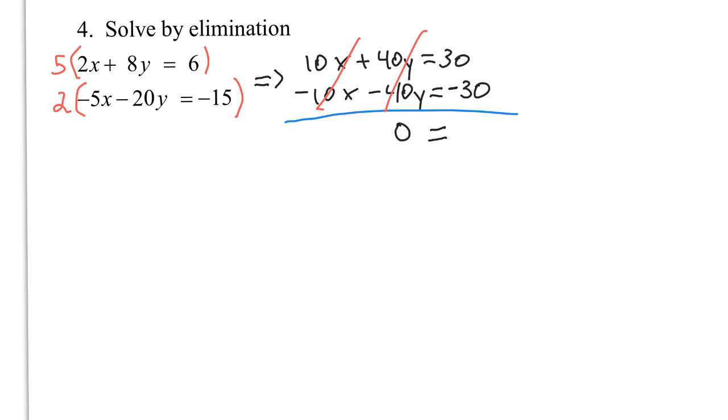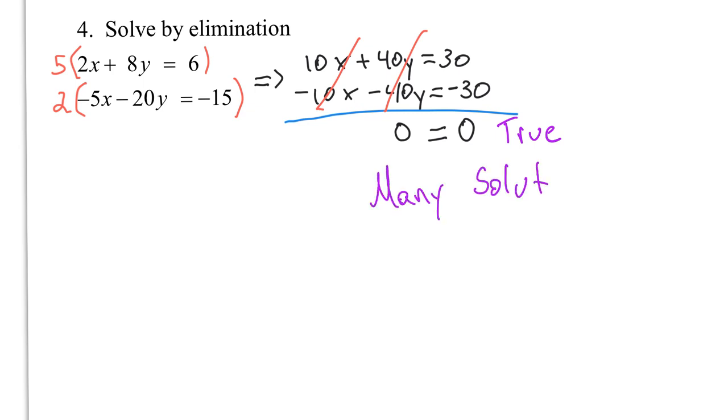But look on the other side. 30 minus 30, 0. Hey, this is a special case. The two variables cancel. There's no more x. There's no more y. You guys need to ask yourself, is that statement true, the one you guys got, 0 equals 0? And that is true. They are the same number. So when your statement is true, then we say it is many solutions.